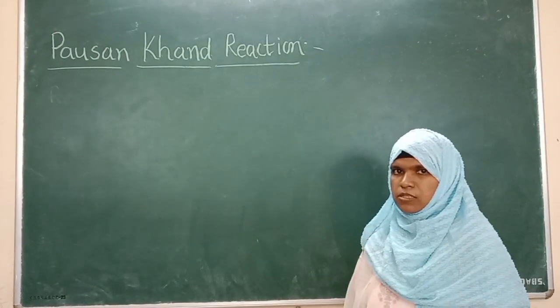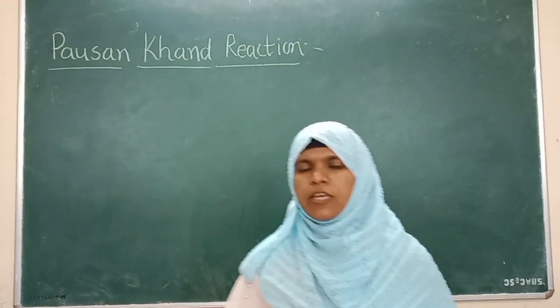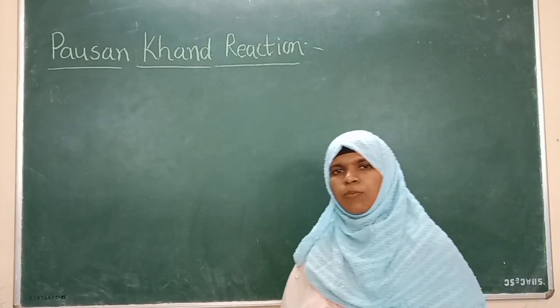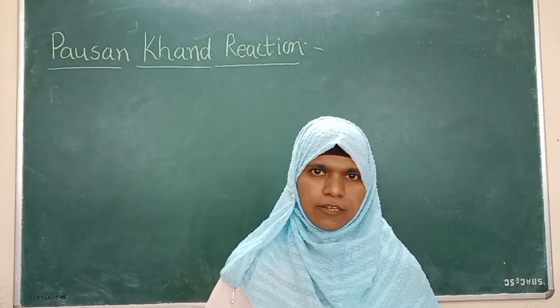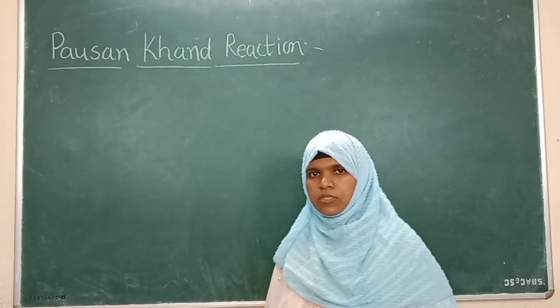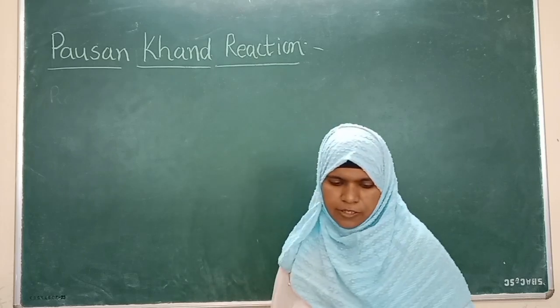In today's video, we discuss the Pauson-Khand reaction, which is a cyclization reaction in which an alkyne, an alkene, and carbon monoxide are reacted in the presence of dicobalt octacarbonyl compound, and we get alpha, beta cyclopentenone. Let's see the reaction.